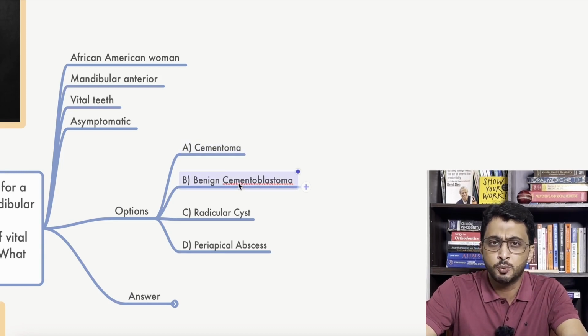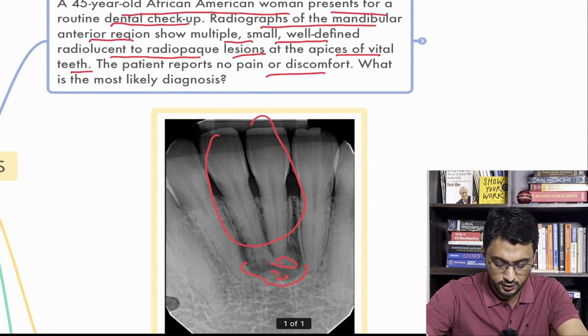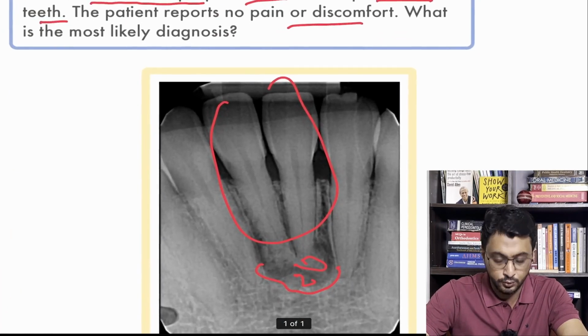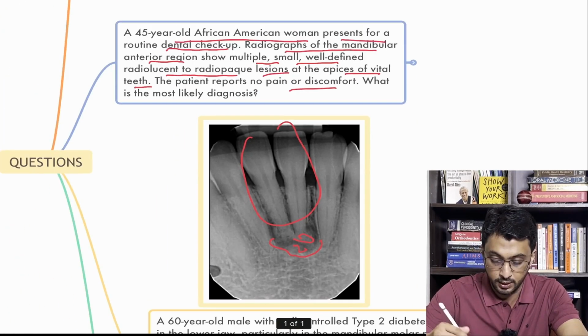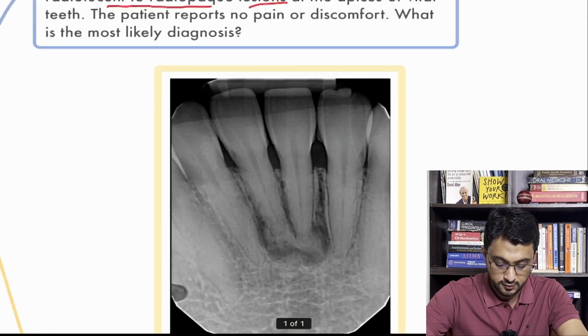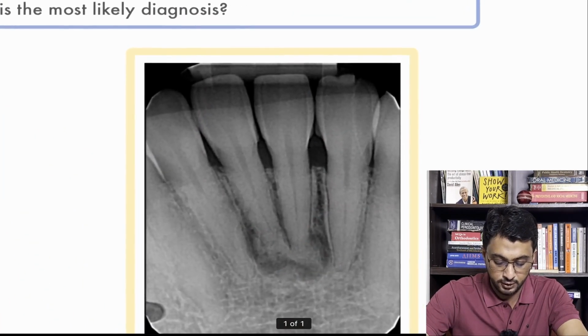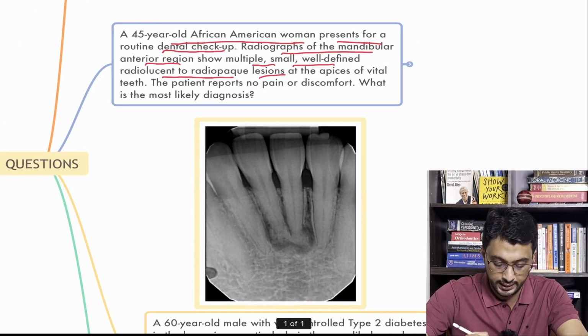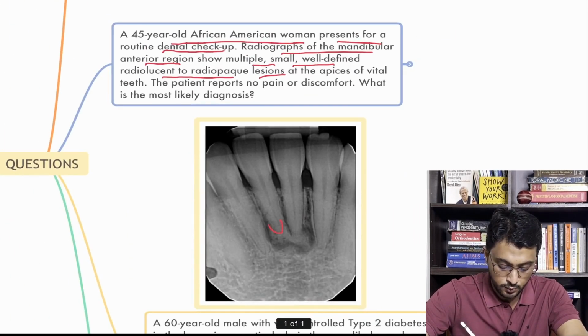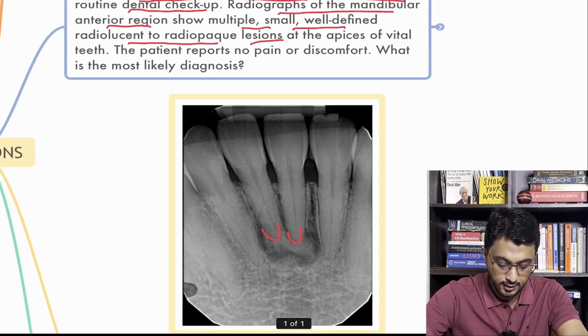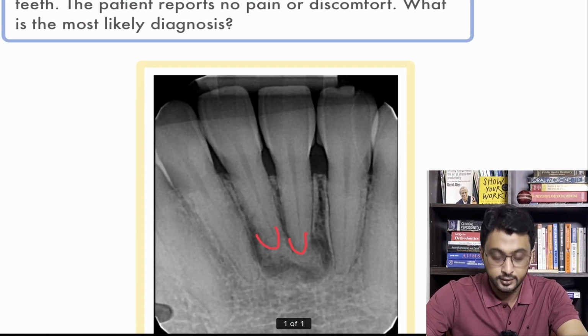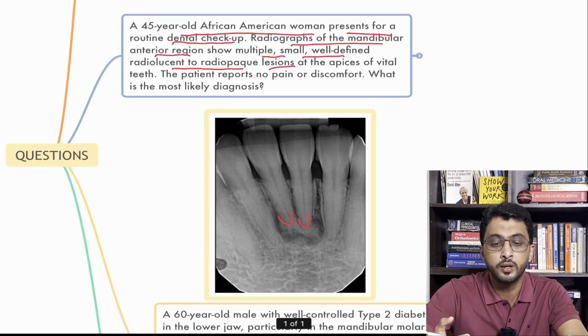Benign cementoblastoma, we saw, is not the answer. There is no thin radiolucent line. It's not a mandibular molar. There is no root obliteration. If you look carefully here, there is no root obliteration. You can see the root outline very clearly. If you zoom in, the root outline is seen. So there is no root obliteration.